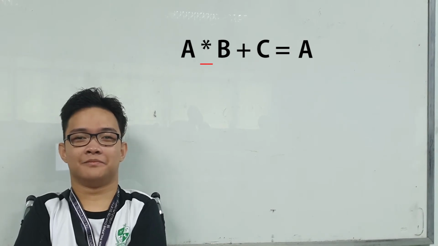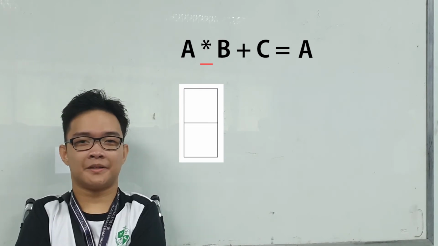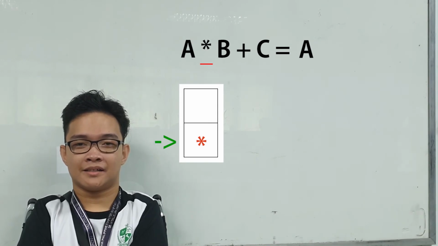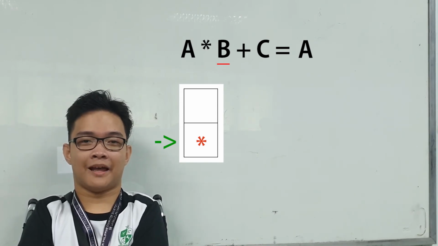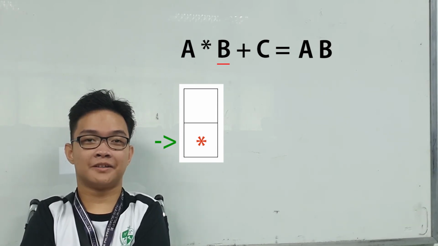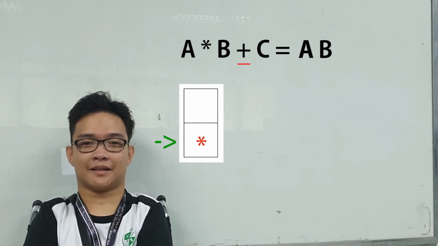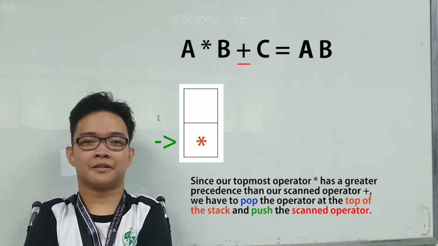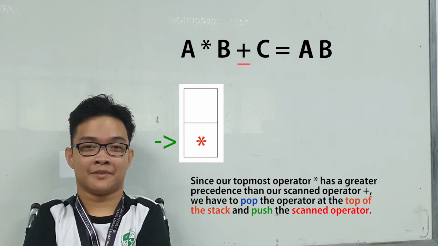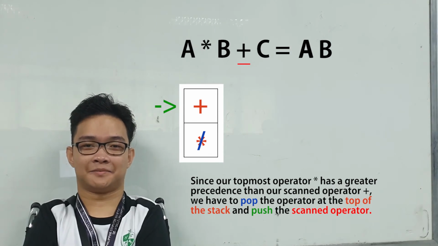Going back to the problem, we are reading the multiplication symbol. Since there is no operator yet in the operator stack, we simply have to push the operator. The next scan is B, and applying the general rule, we will place it in the equation. The operator plus follows. So now, we have to consider our operator stack. Since our topmost operator times has a greater precedence than our scanned operator plus, we have to pop the operator at the top of the stack and push the scanned operator.